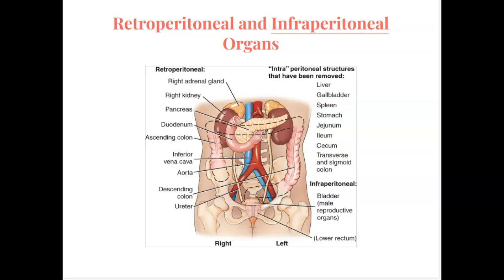Retroperitoneal organs are going to be organs attached to the posterior abdominal wall. Those are going to be kidneys, ureters, adrenal glands, pancreas, the C loop of the duodenum, ascending and descending colon, the upper rectum, and then our major abdominal blood vessels. Infraperitoneal organs are going to be located under or beneath the peritoneum, and those are going to be the lower rectum, the urinary bladder, and our reproductive organs.